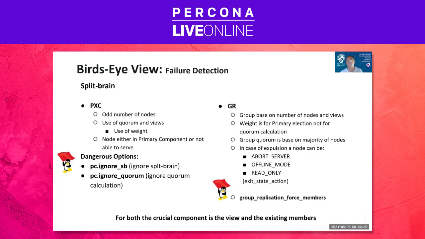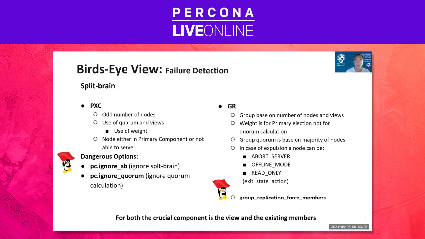Now, for the failure detector, for instance split brain, I was mentioning that before. Everything is based on the view. That is a very important element for the calculation, also for split brain. And for PXC specifically, there is a very strong message saying always build the cluster using an odd number of nodes, so 3, 5, and so on.